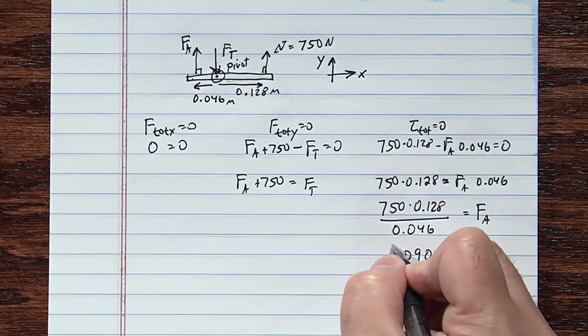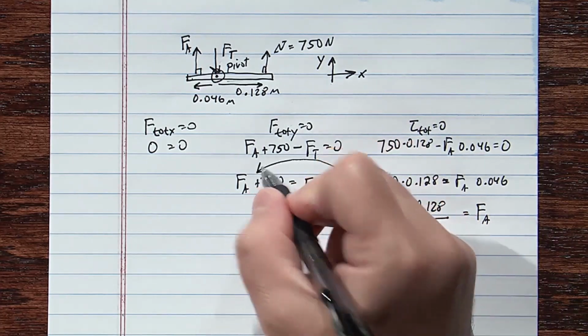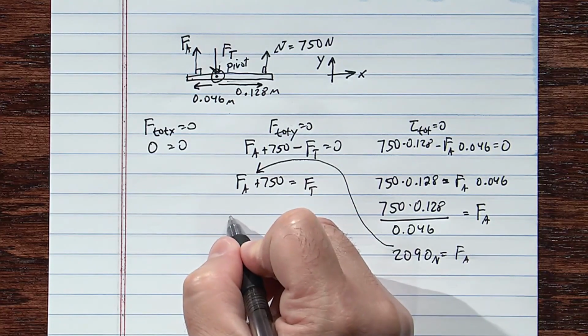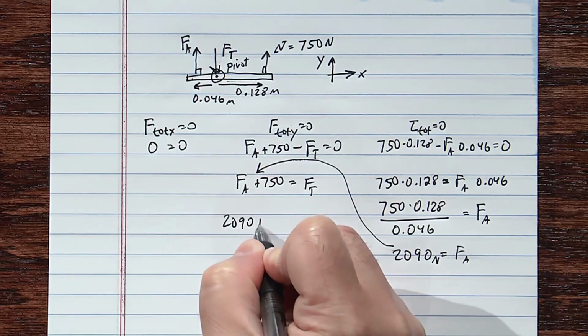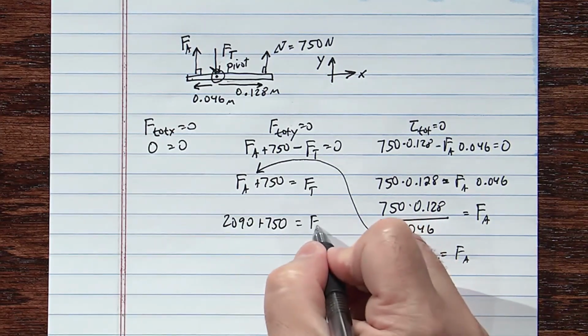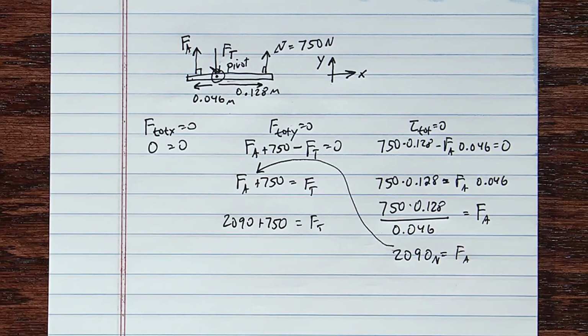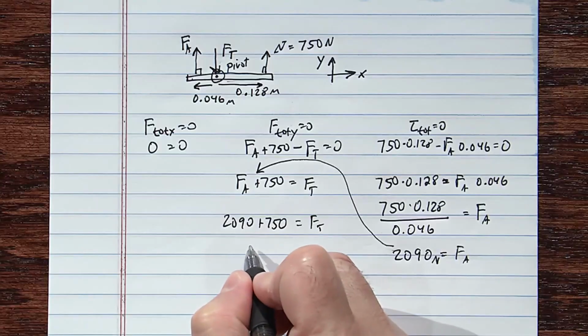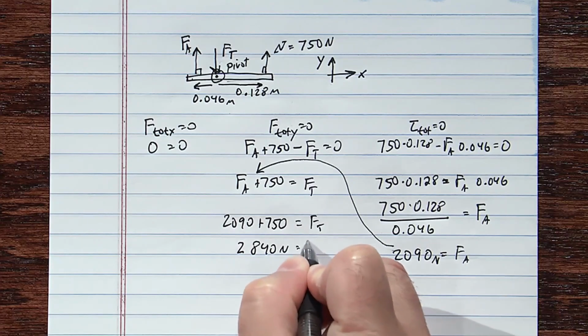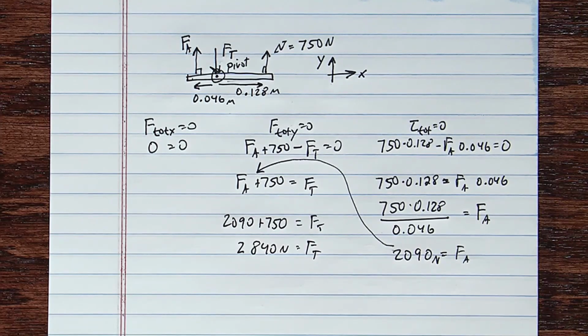And with that, we put that in there, and we have 2,090 plus 750 equals the force of the tibia. 2,090 plus 750 gives us 2,840. 2,840 newtons is equal to the force of the tibia.